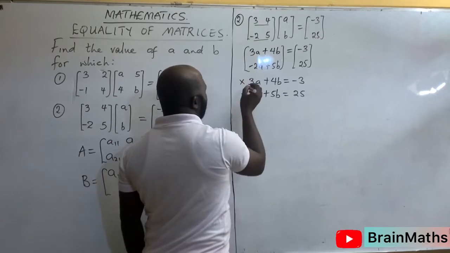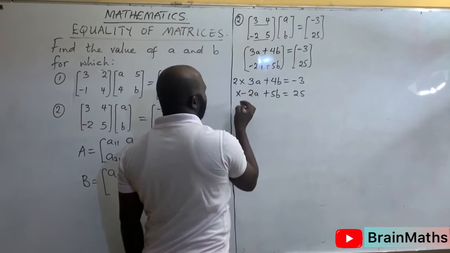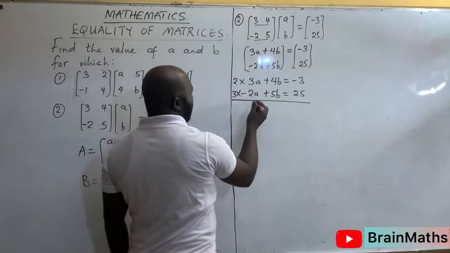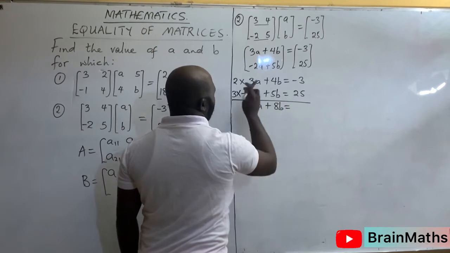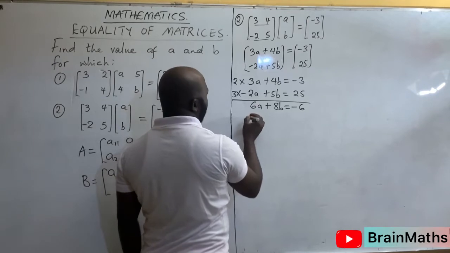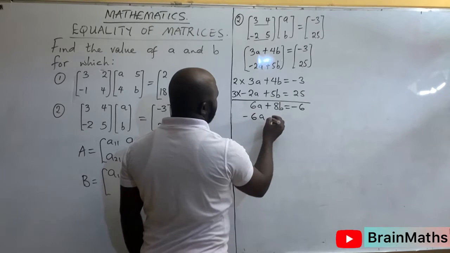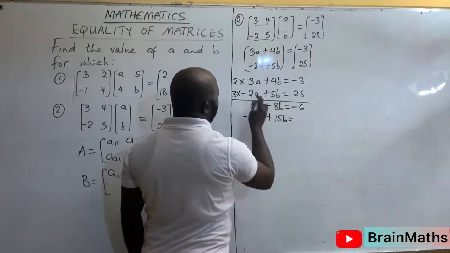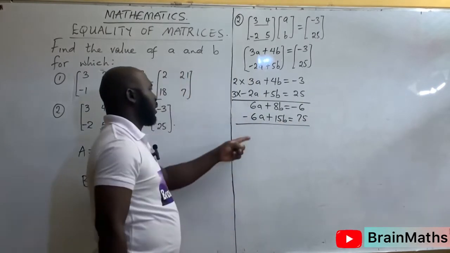So to eliminate A, we multiply equation 1 by the coefficient of A in equation 2 and equation 2 by the coefficient of A in equation 1. And that is going to give us 2 times 3A, 6A, plus 2 times 4B, 8B, equals 2 times -3, -6, 3 times -2A, -6A, and also 3 times 5B, that is plus 15B, equals 3 times 25, 75.